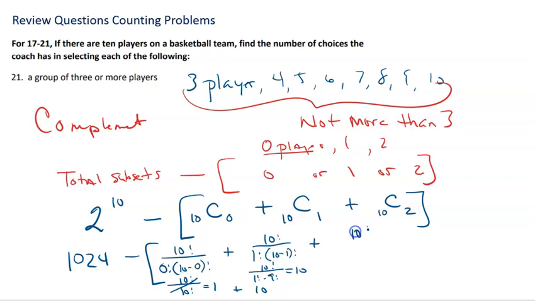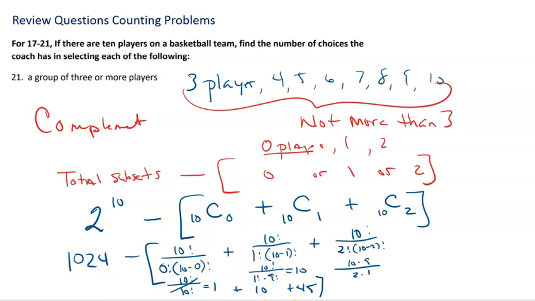So that's 10 factorial over 2 factorial, and that's 10 minus 2 factorial. If I come down below, that's 10 times 9. It cancels with that 8 factorial divided by 2 times 1. Now 10 times 9 is 90, divided by 2 is 45. So basically, I have 1024 minus 1 plus 10 plus 45.